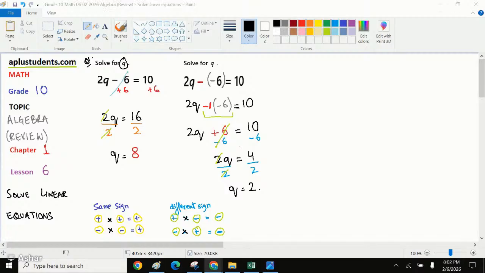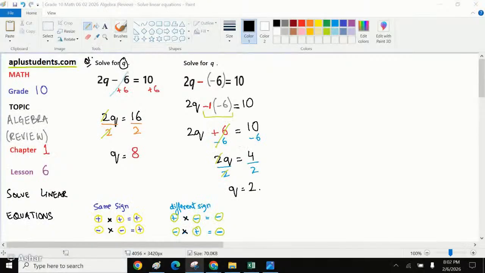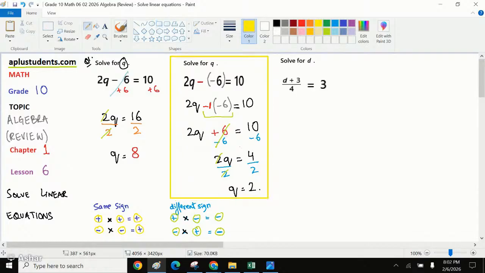Let's have a look at another question. In this question, they are trying to give us a fractional value. A fraction is given as a part of the question. So for question number 3, it says solve for D, find the value of D such that this is the question given to us. Let me put the alternate questions in a box so that we can differentiate between them. This was our question number 2 and this is our question number 3.